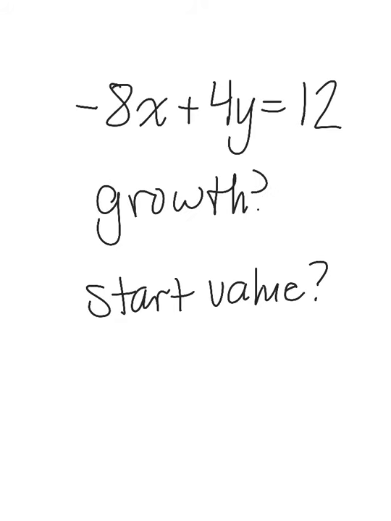Now if I give you this equation, negative 8x plus 4y equals 12, go ahead and write down what you think the growth is in this one. In other words, what is our m? What are we going up by every time, or in this case, down by every time? And then what do you think our b is? What is our starting value for this one going to be?